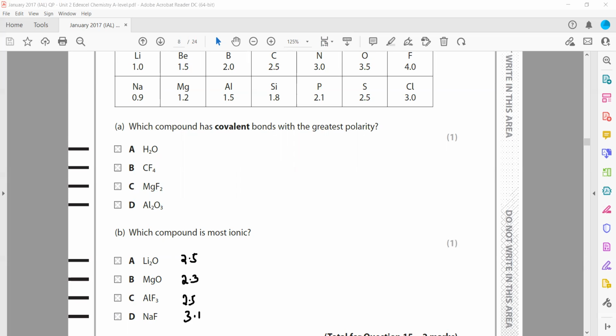So 3.1 means it has the highest difference in electronegativity. So it means it will be highly or most ionic, like the electron transfer will be complete.